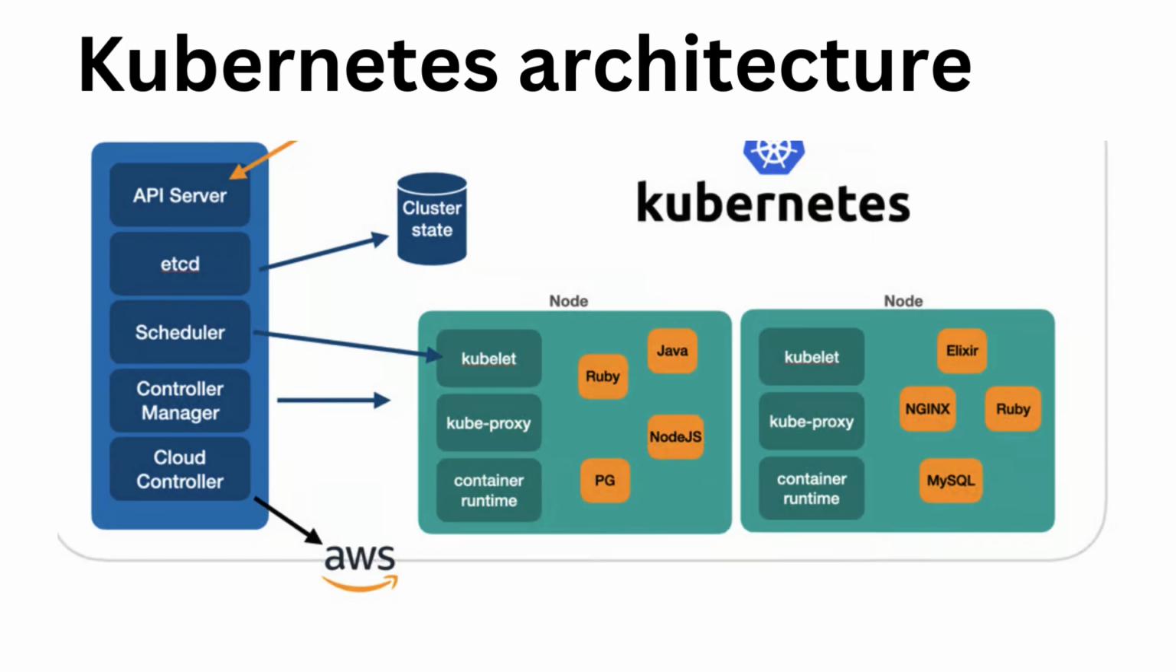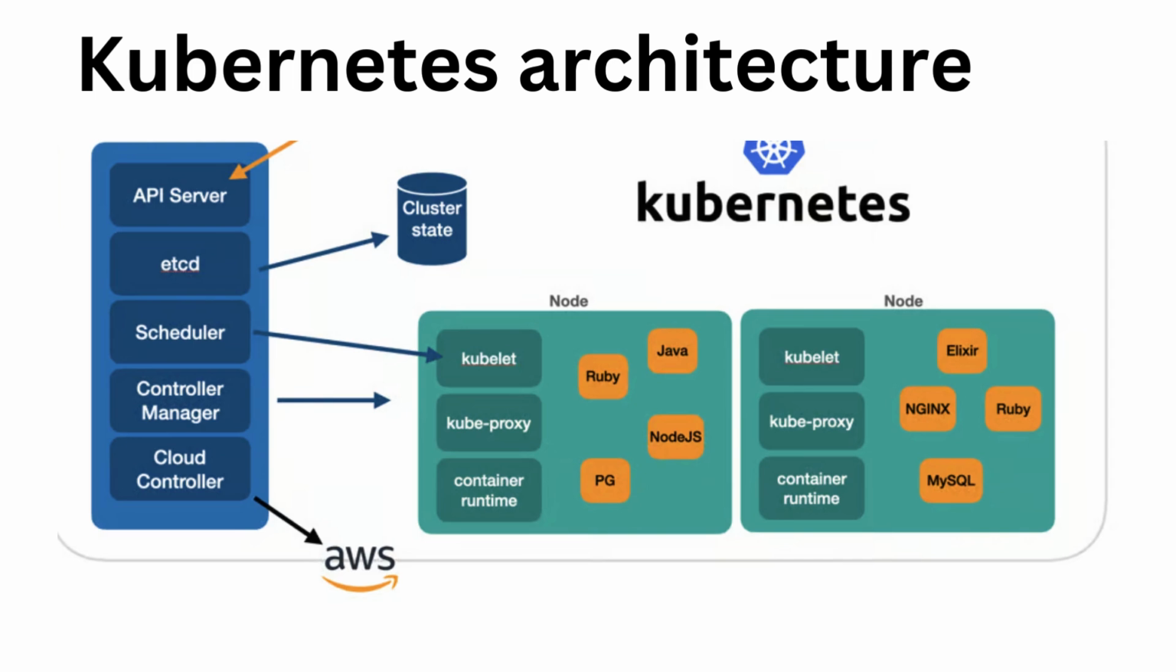These include the API server, etcd, controller manager, scheduler on the master node, and kubelet, kube-proxy, and container runtime on the worker nodes. This architecture enables Kubernetes to maintain desired states, manage workloads, and ensure high availability. Let's break down each component and see how they work together to form a cohesive system.